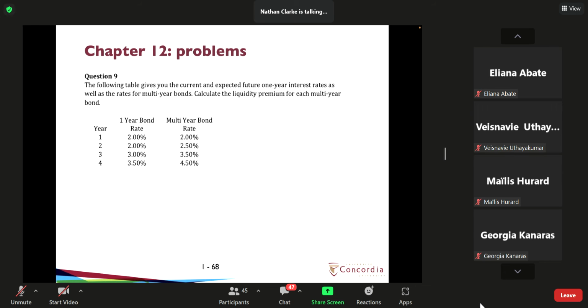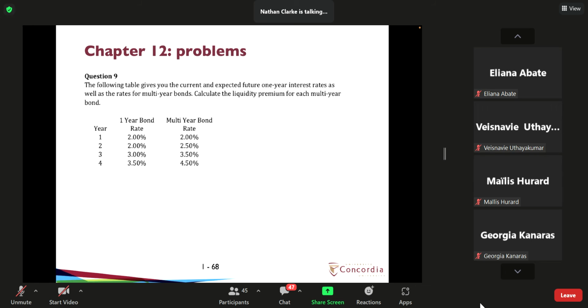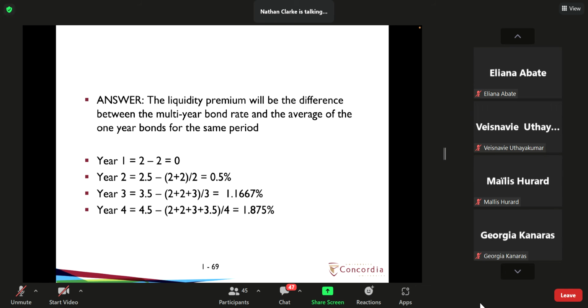For year 1, your 1-year bond rate and your multi-year bond rate are the same, so obviously there's no liquidity premium there. It's going to be 0. If we look at year 2, the multi-year bond rate is 2.5. But then if we look at the average of the 1-year bond rates that make it up, in year 1 you have 2, in year 2 you have 2. So 2 plus 2 divided by 2 gives you 2. The difference between 2.5 and 2 is about 0.5%. So that's our liquidity premium there.